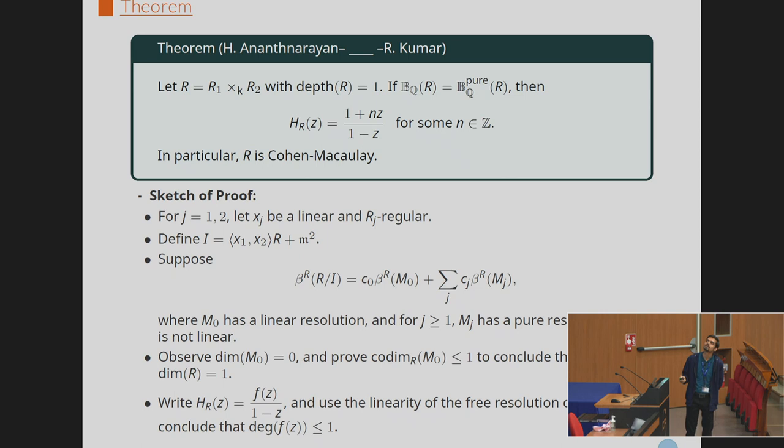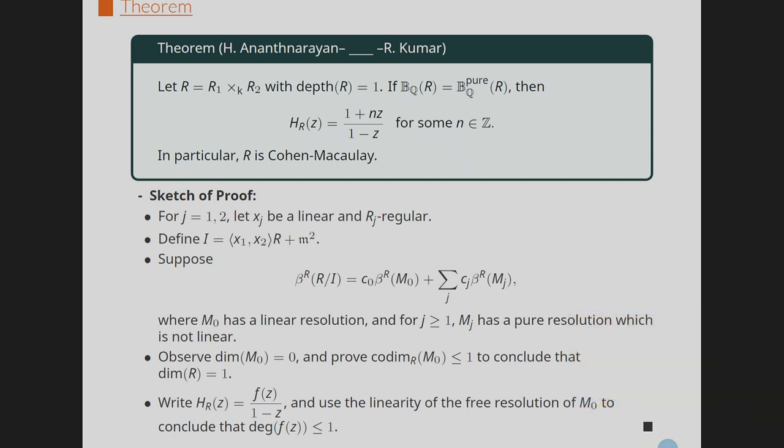This is a sketch. What we do is, because the depth is 1, we can pick a non-zero divisor from each R_j. Then we consider this ideal. And because of this equality, we can decompose this module into pure modules, where this M0 has a linear resolution. Then we analyze this M0 to conclude that the ring should have dimension 1. So in particular, it is Cohen-Macaulay. And then we write the Hilbert series of R in this form and show that this f of z should be a linear polynomial, so that it has this form, 1 plus nz.